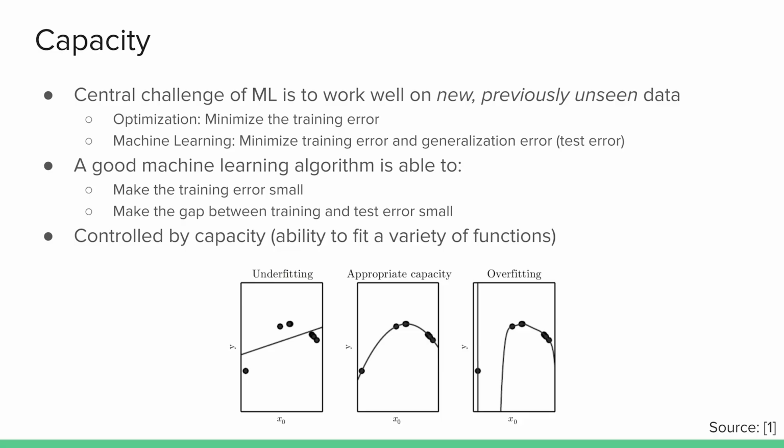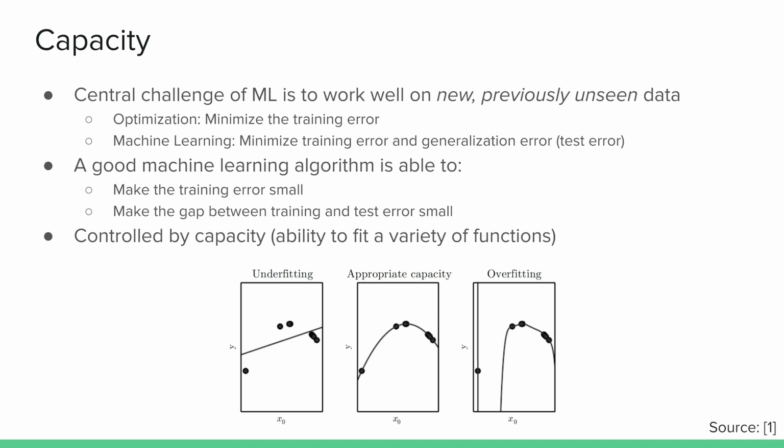Capacity is probably one of the most important terms when talking about machine learning, and it's because of the following. A central challenge of machine learning is to work well on new, previously unseen data. And how does it do this? Well, we've already talked about this. You have certain assumptions about your data that you're training and working on afterwards, and they have to have the same distribution. You're trying to learn the distribution from the training set and then apply it to new unseen data.